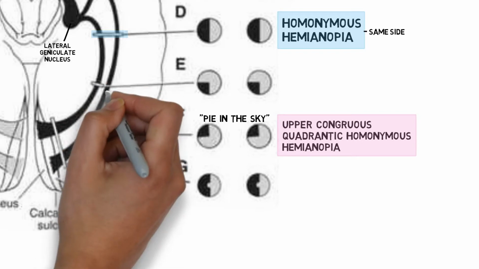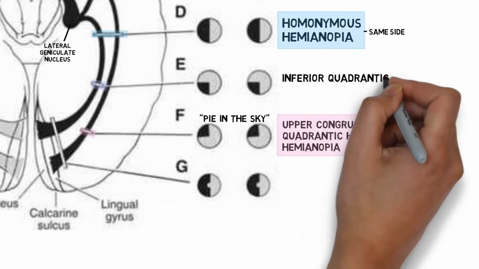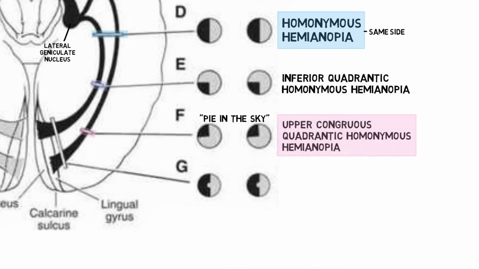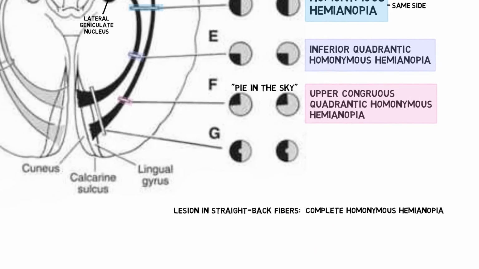If there is a lesion in the parietal radiations, you get the same type of defect as in the Meyer's loop, except that it is in the lower quadrant. This is inferior quadrantic homonymous hemianopia. If the lesion is present in the fibers that go straight back to the occipital lobe, you get a complete homonymous hemianopia, the same as you get from the thalamus itself.